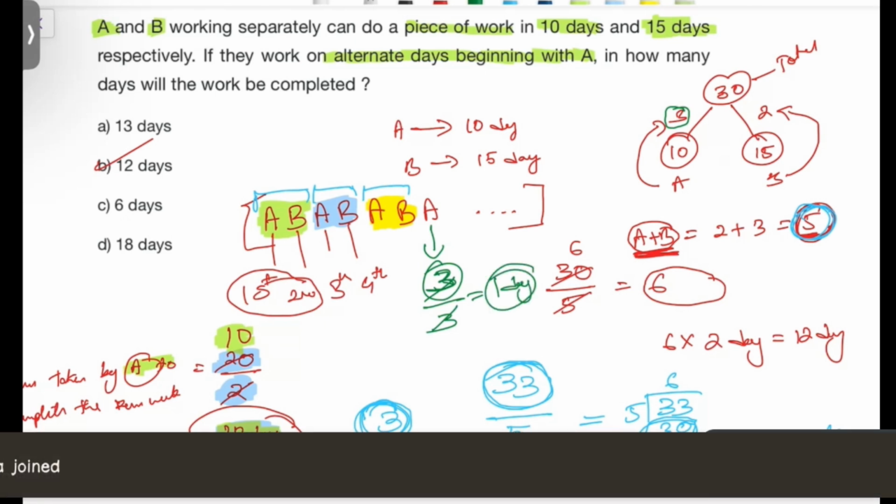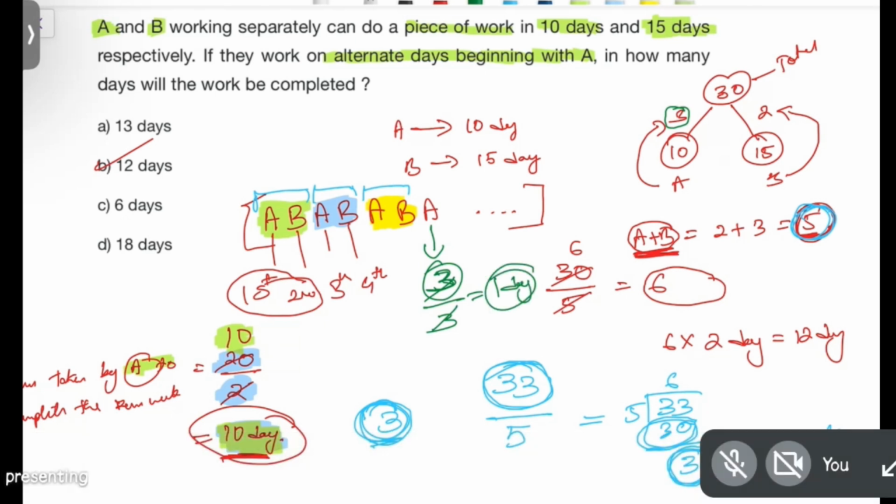A is taking only 1 day to finish that, which means from the 12th day I need to add 1 more day, because A worked another extra day to finish the remaining work of 3. So that's how it is done. I might have confused you a little bit there, but I don't have a question. That's the reason why.